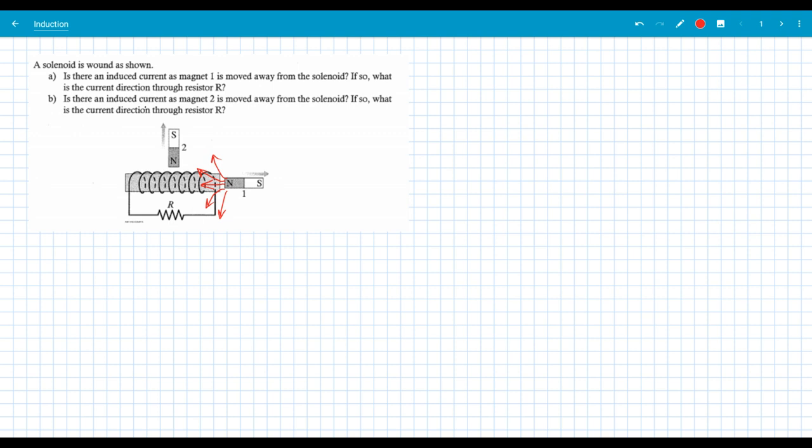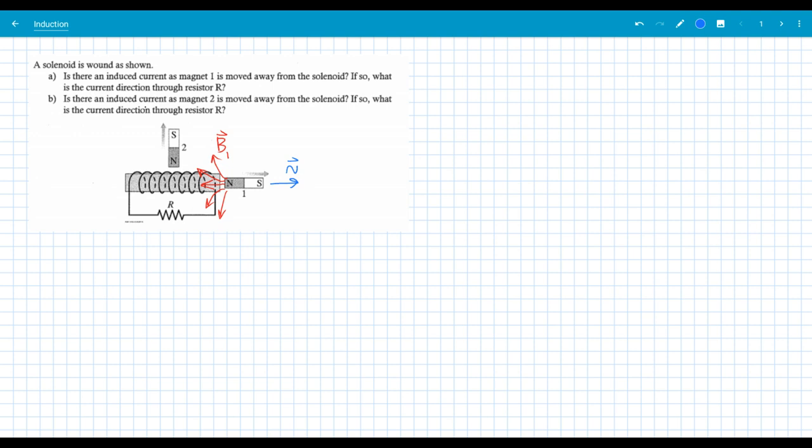When we're considering flux, we can conceptualize flux as the number of B field lines permeating through a defined area. In the case of the solenoid, it's the interior area of the solenoid, or the area bounded by one spiral. So in part A, here's our field. I'm going to mark this as B1, the B field due to magnet 1. It's being moved away from the solenoid, so I'll label a velocity here. This is important: it's directed to the right.